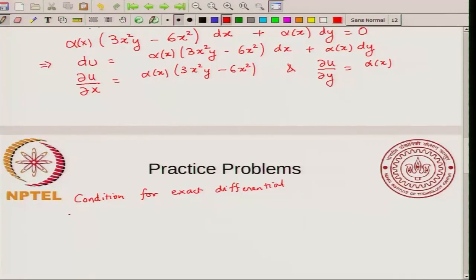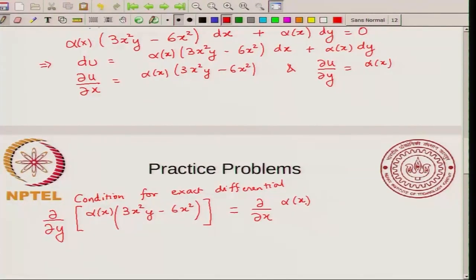The condition for exact differential states that dou by dou y of alpha of x times (3x square y minus 6x square) should be equal to dou by dou x of alpha x. Now, this is just d by dx of alpha x, and on this side I can take alpha of x outside. The derivative with respect to y of this quantity will just give you 3x square, equal to d alpha of x by dx.